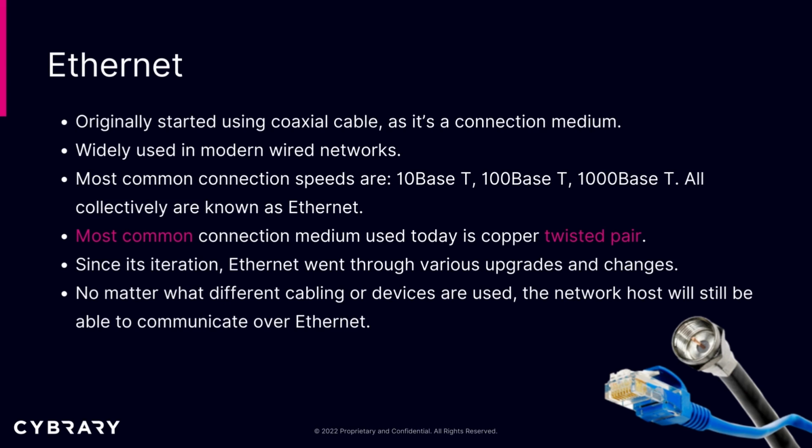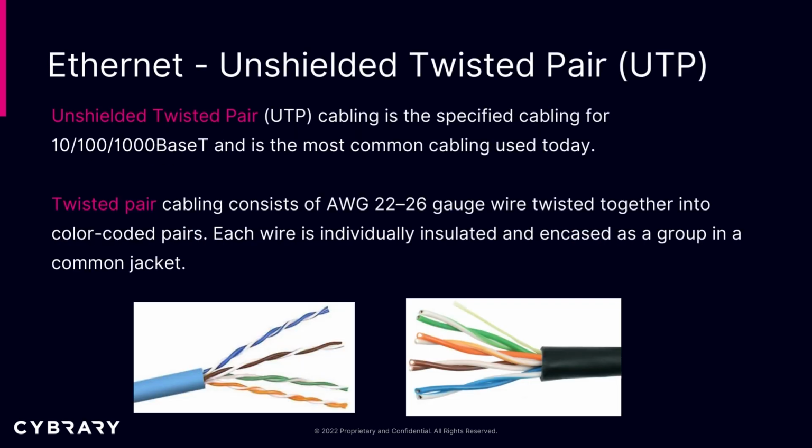So the most common connection medium that we're probably used to today is copper twisted pair. So that's probably where the confusion is, where a lot of people call the twisted pair Ethernet. Yes, it is an Ethernet cable, but Ethernet is a protocol, a communication protocol, not a cable. Since its inception, Ethernet went through various upgrades and changes. No matter what different cabling or devices are used, the network hosts will still be able to communicate over the communication protocol Ethernet. So let's dig into the cabling portion of it now.